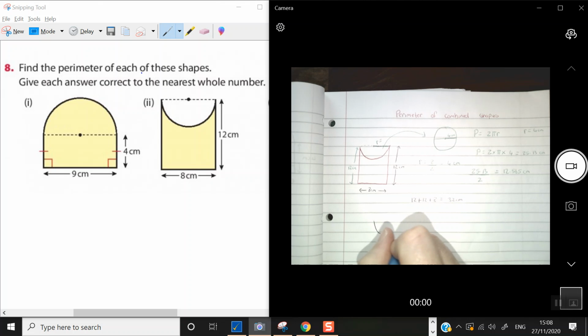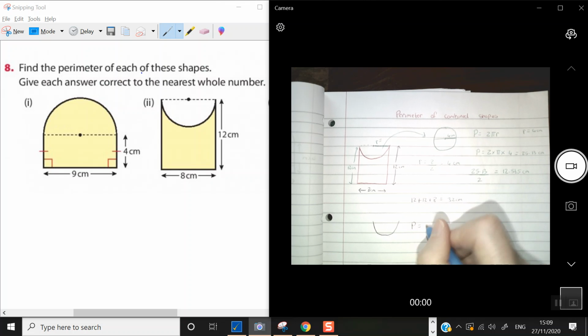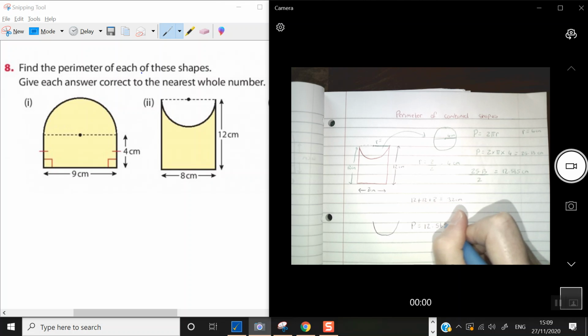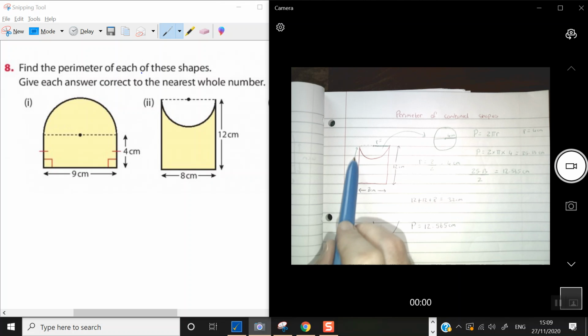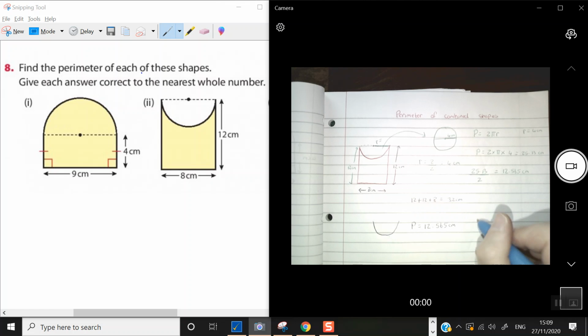So we have two parts. We have this top part, which is a half circle, and the perimeter of it is what we worked out here: 12.565. And then we have this bottom part here, and we worked out the perimeter of it. It's just this side plus this side plus this side, so 12 plus 12 plus 8, which means the perimeter of that is equal to 32 centimeters.